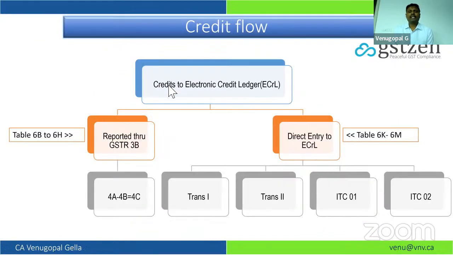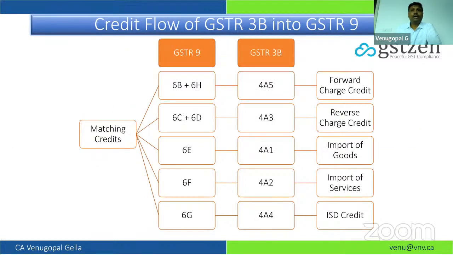So table 6 has 6B to 6H, where reporting comes from 3B, and 6K to 6M, where reporting comes from either the filing of TRAN returns or ITC-01, ITC-02, or any other returns that you have filed. Information comes from that source. Broadly, if I have to give you a comparison, what goes to GSTR-9 is 6B, predominantly. It's the forward charge credits, equivalent to 4A5. Please note, equivalent to 4A5.